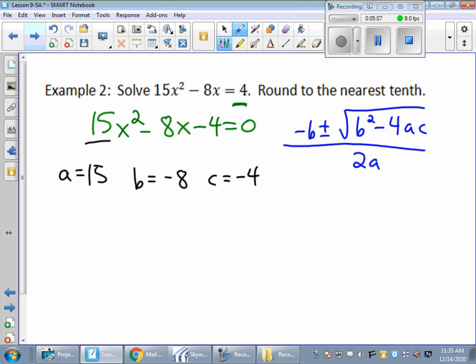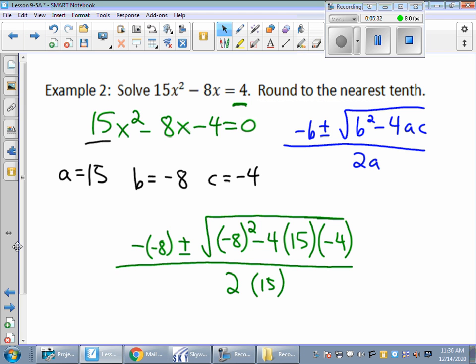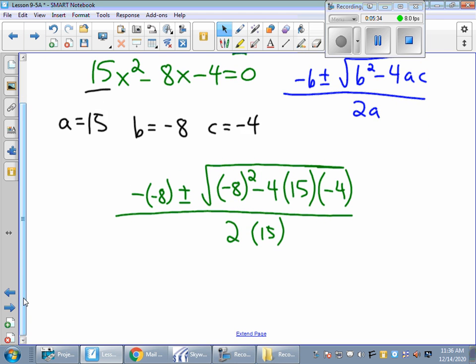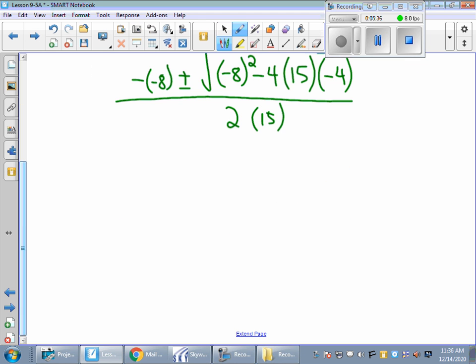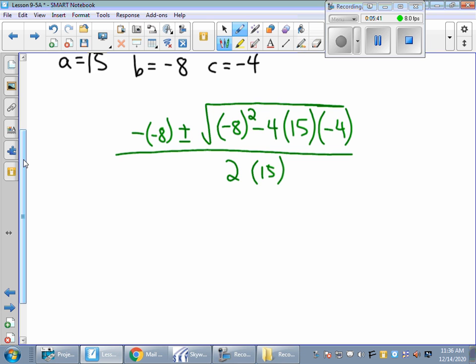So let's plug these into our equation here. Negative b, or the opposite of b, so negative of -8, plus and minus the square root of b squared, so -8 squared, minus 4 times a, which is 15, times c, which is -4, and that whole thing is all over 2 times 15. So hopefully you're able to flow with the formula, see where we're at. Now we do some simplifying.